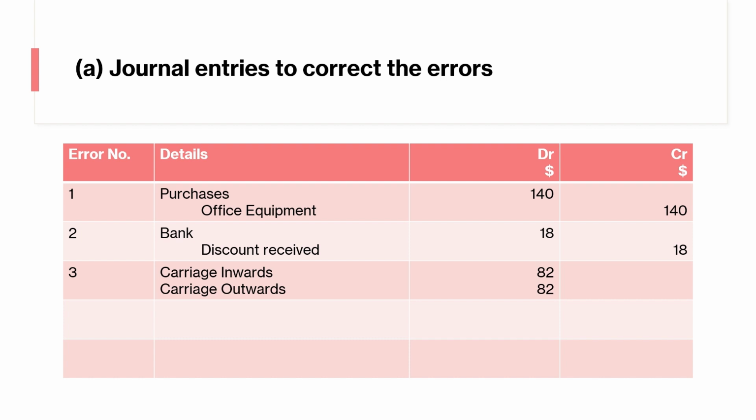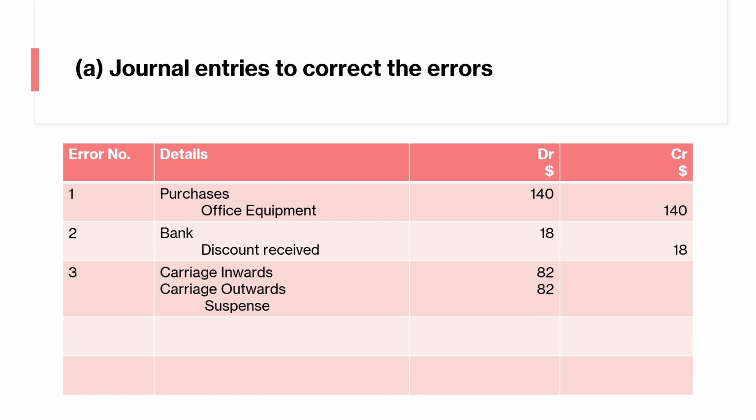In order to make sure that it balances, we will open a new account called the suspense account, to which we will pass the credit entry, $164. Remember, suspense account is a temporary account used to correct errors, and this particular error is an error that affects the trial balance. So we will open the suspense account.